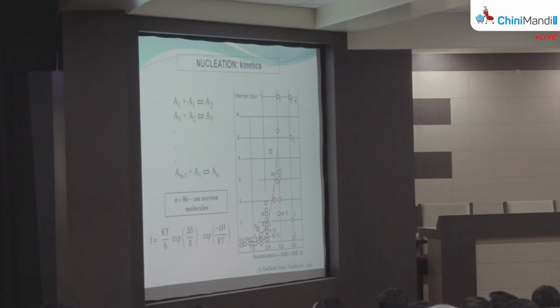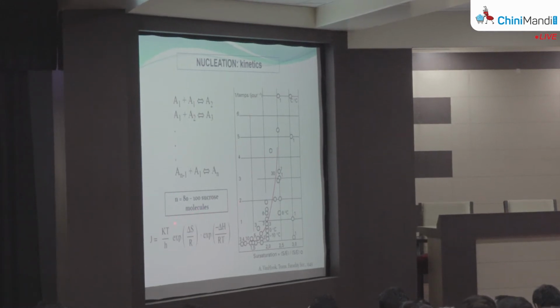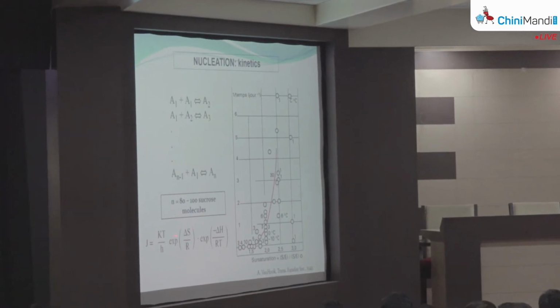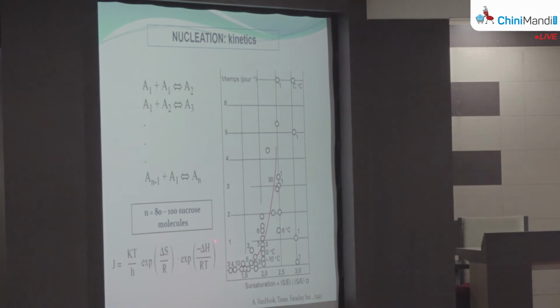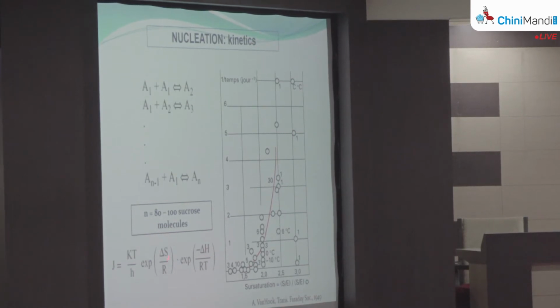In nucleation, the kinetics of nucleation, the frequency of nucleation contains two terms, an entropic term and an enthalpic term. This is the most important term as it is creating order, making solid out of liquid state.